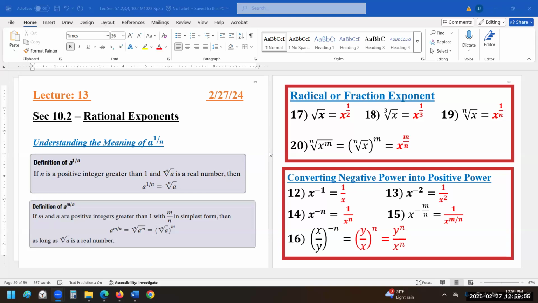So on the left side, it's saying, well, if you have a fraction power, this is same as you have a radical. So a to the power 1/n is same as nth root of the base a. The second one says, if you have a fraction power where you have both numbers on top and bottom, this is same as you have a to the power m and then the radical nth. So nth root of a to the power m.